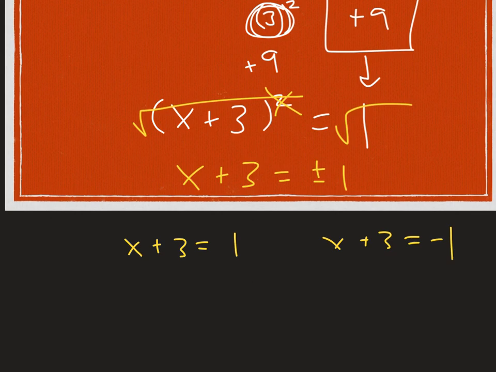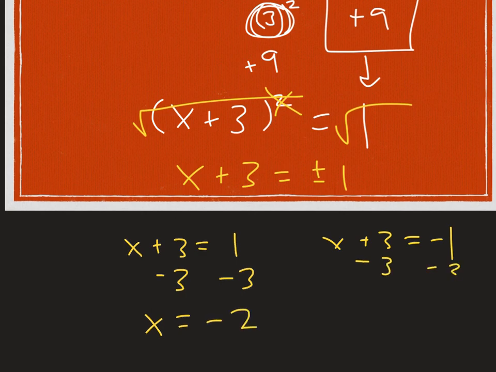How can we get that x all by itself when you move the 3? How can we move 3? Subtract 3. Awesome. Subtract 3 on both sides. So x is equal to, what is 1 minus 3? Negative 2.